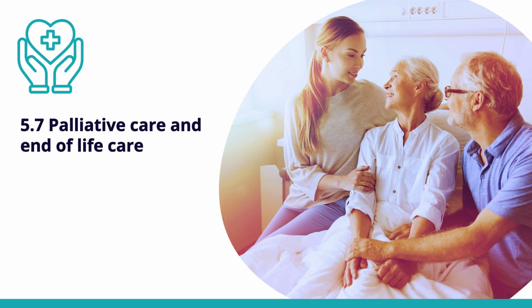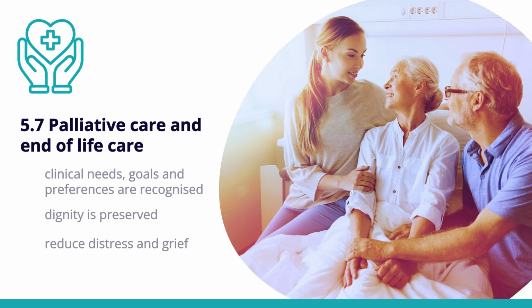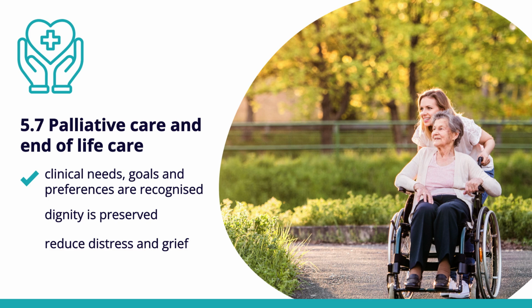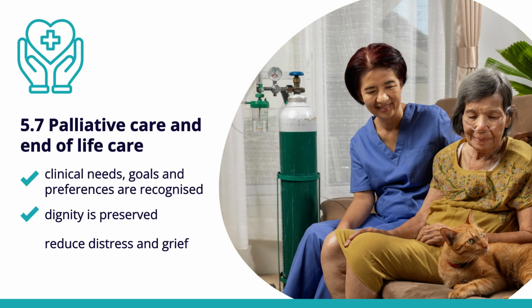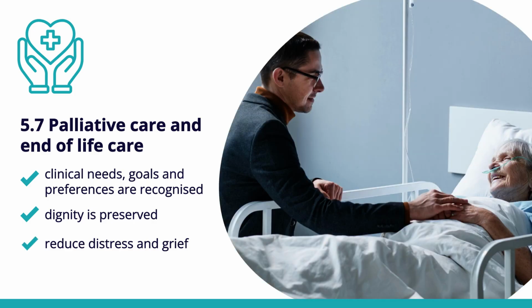Outcome 5.7 Palliative Care and End-of-Life Care ensures older people's clinical needs, goals and preferences for palliative care are recognised and their dignity is preserved. This outcome recognises that the clinical care an older person receives in the last years, months and weeks of their life can reduce the distress and grief associated with death and dying.